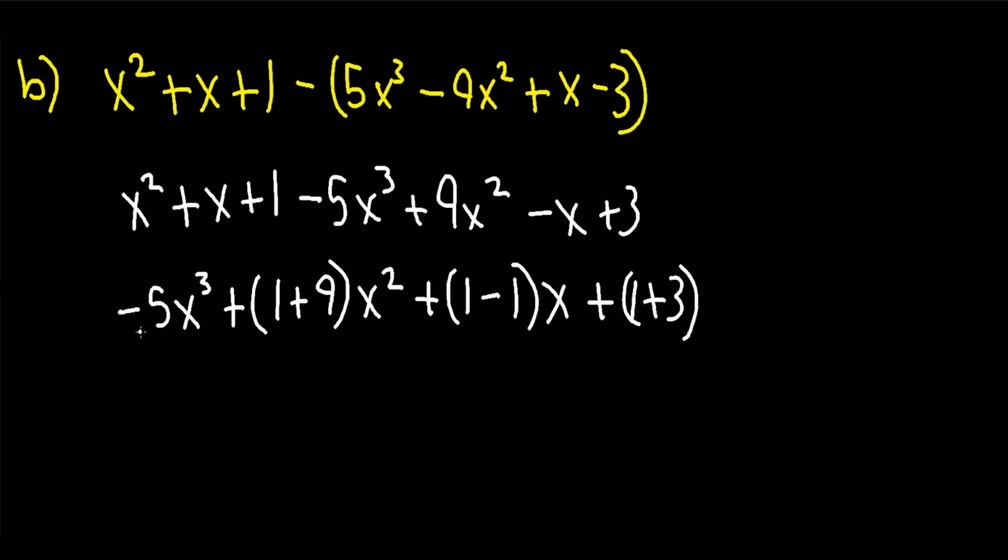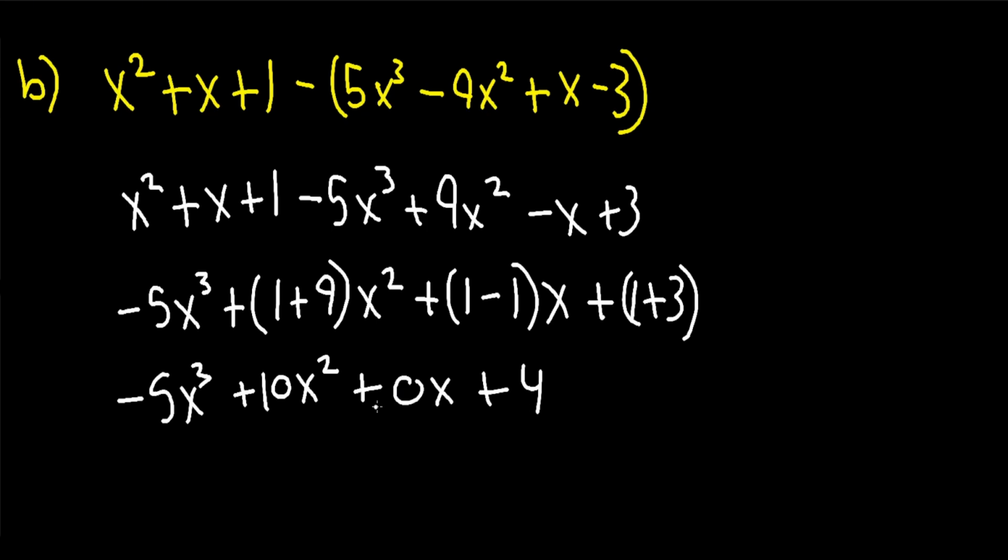Now when we simplify, again, we can keep that the same, so it's negative 5x to the power of 3 plus 10x squared plus 1 minus 1 is 0, so that will be 0x plus 4. And now in this case, we can further simplify since 0x is just 0, and we can discard that from the polynomial expression.